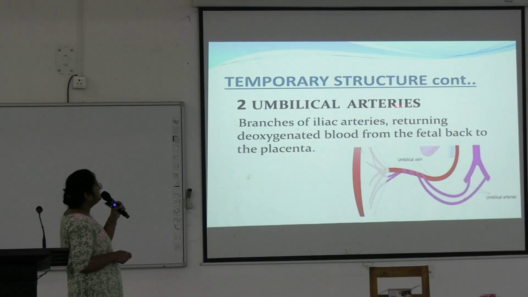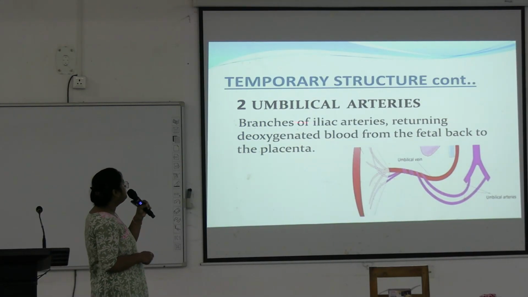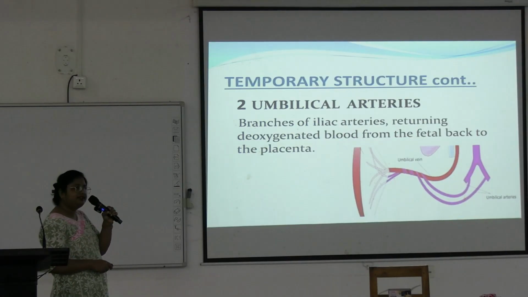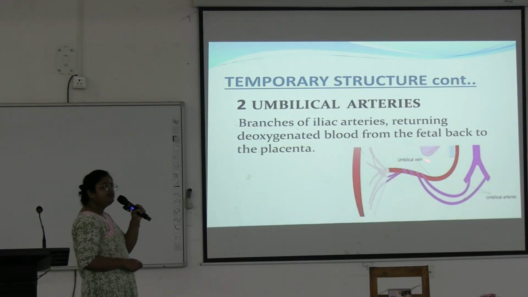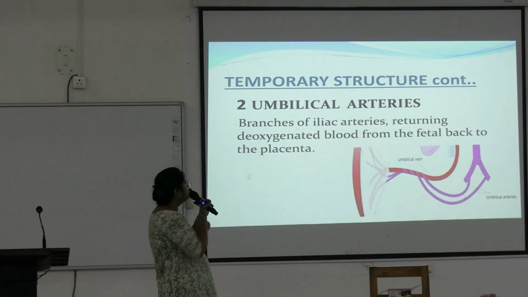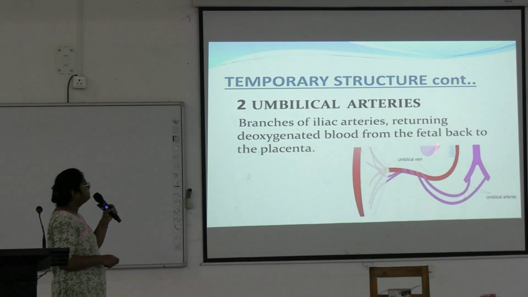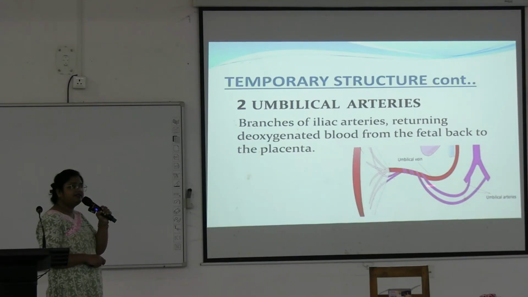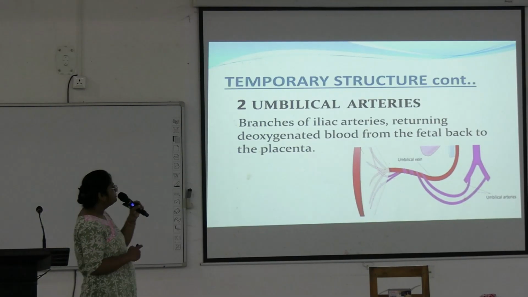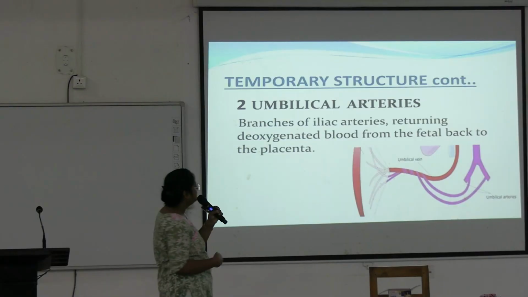There are two umbilical arteries. These are branches of iliac arteries, mainly branches of the internal iliac arteries, and they return the deoxygenated blood from the fetus back to the placenta. So this is the function of the two umbilical arteries. Next.